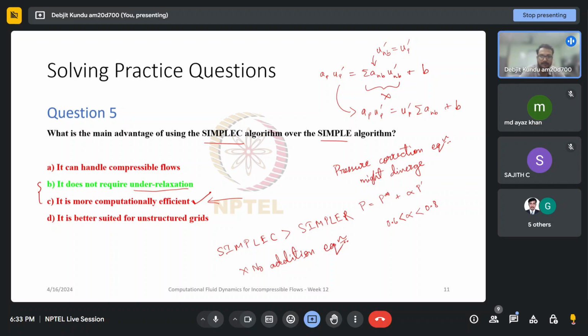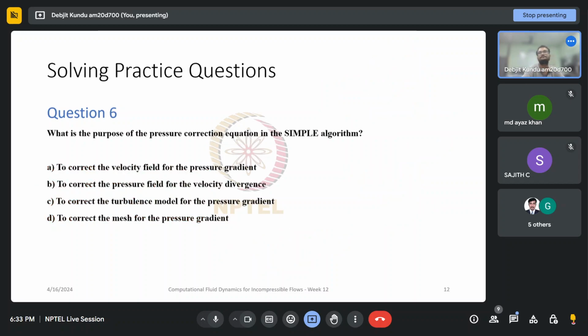Okay, any questions on this? Okay, so if not, we will keep moving along, which is now asking us what is the purpose of the pressure correction equation in the SIMPLE algorithm?